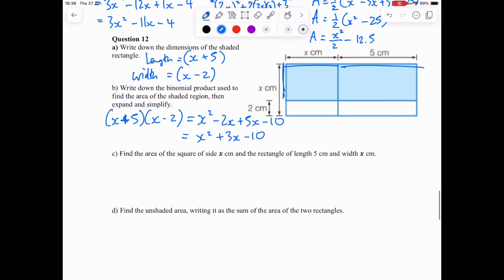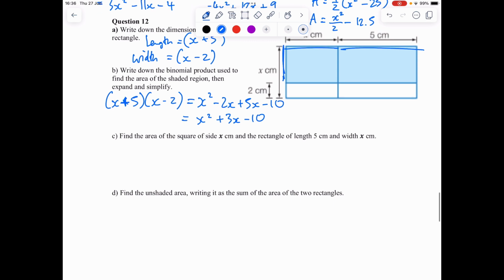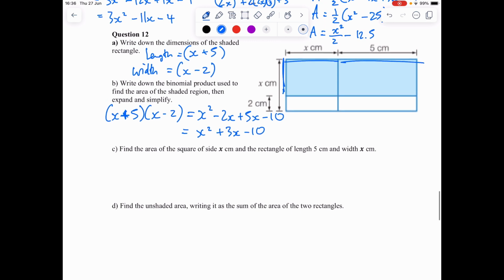Find the area of the square of side x centimeters and the rectangle of length 5 and width x. So square of side x centimeters, area is going to be x squared. The rectangle of length 5, width x, area is going to be 5 times x.